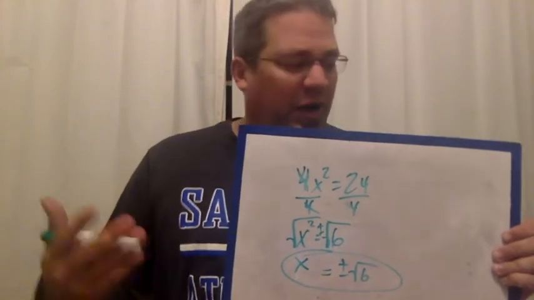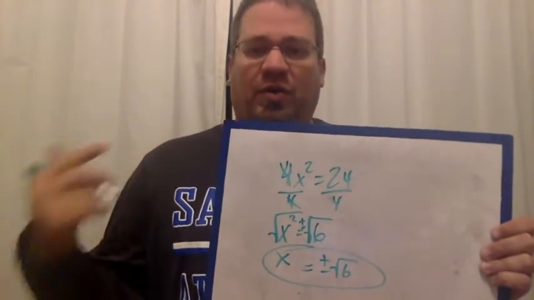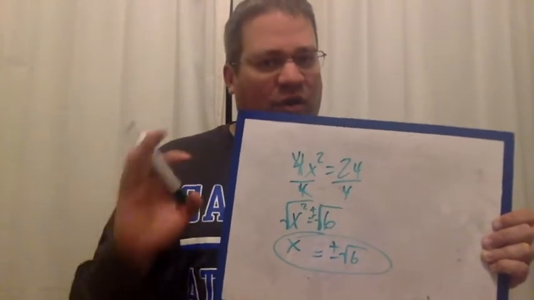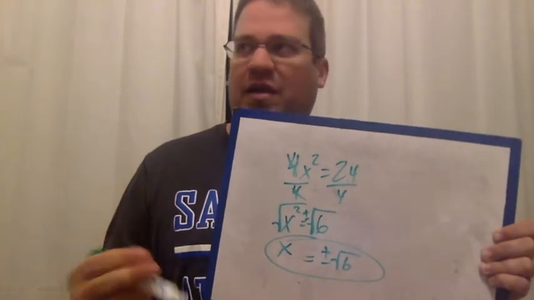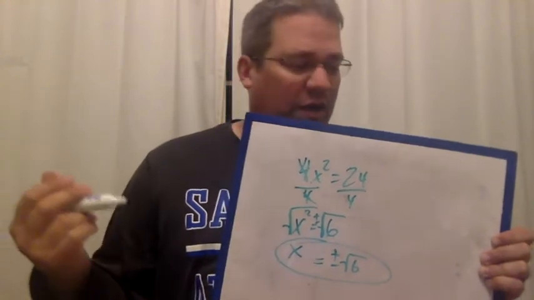So the answer to number 3 on your homework is x equals plus or minus the square root of 6. It's all you can do with it. Okay, so don't overthink this stuff. Simplify the radicals that you can. If you can't simplify them, leave them alone. That's the answer. Okay, let's do another one.